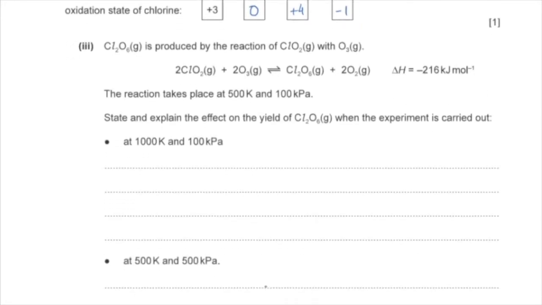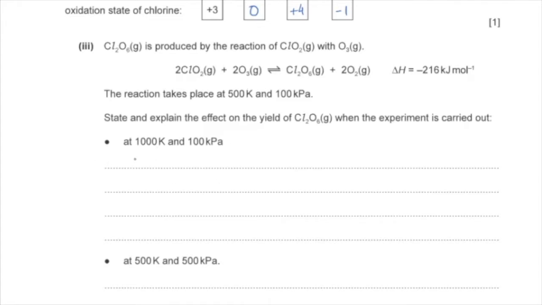Now, if we increase the temperature from 500 kelvins to 1000, that's a double, and keep the pressure constant, equilibrium will shift to the side which decreases the temperature. And in this reaction, it's the backward reaction, that's the endothermic reaction, which decreases the temperature. So the yield of Cl2O6 will decrease because the equilibrium will shift towards the left.